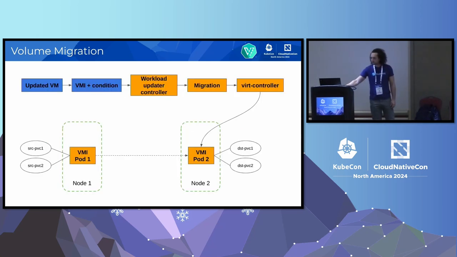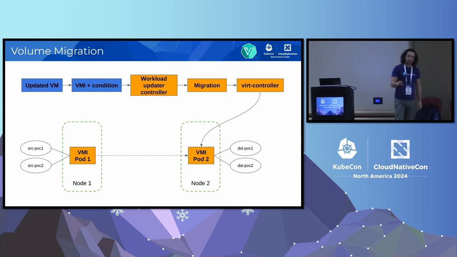And a migration is needed because if you remember the pod objects in Kubernetes, at the moment these are immutable and we cannot simply change the volumes that are attached to pods. Therefore, we need to create a target pod with the new volumes attached to it with a similar spec. And live migration is actually doing exactly that for us.